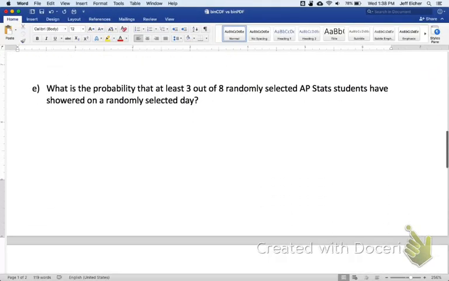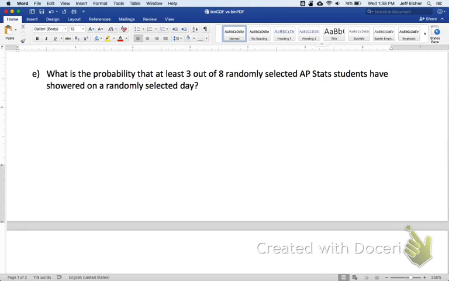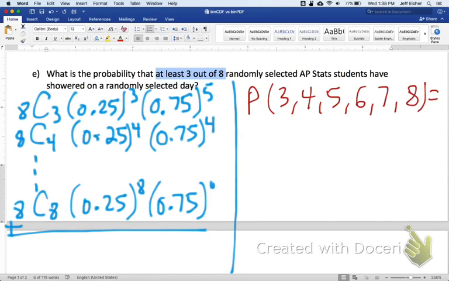If you'd like to pause this video, I'd encourage you to do that to see if you could figure out this probability: at least 3 out of 8 who have showered on a randomly selected day. Alright, so on the left side in blue, if I really want to do a lot of work, this is how I would do it before graphing calculators came along. I need the probability 8 choose 3, 8 choose 4, all the way down to 8 choose 8, and even when I have all those, I'm not done, then I have to add them together. That would be a lot of work.